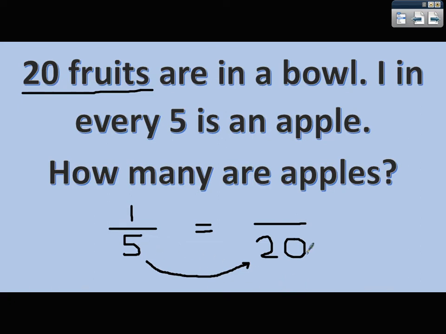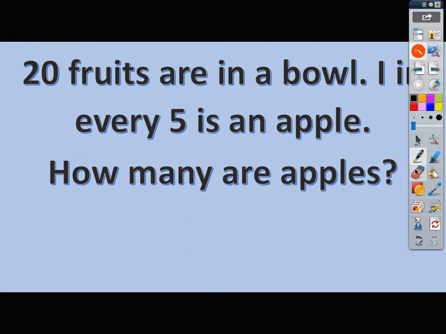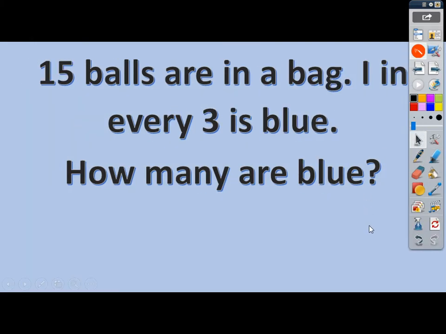What happens to 5 to get to 20? 5, 10, 15, 20. I just counted on my fingers and I saw that we times by 4. You just do the same to the top. Times it by 4 as well. You've done equivalent fractions, haven't you? You do the same to the bottom as you do to the top. 1 times 4 is 4. So the answer is 4 apples. 20 fruits are in a bowl, 1 in every 5 is an apple. How many apples? 4. We're going to do 2 more of these problems before we move on to ratio.